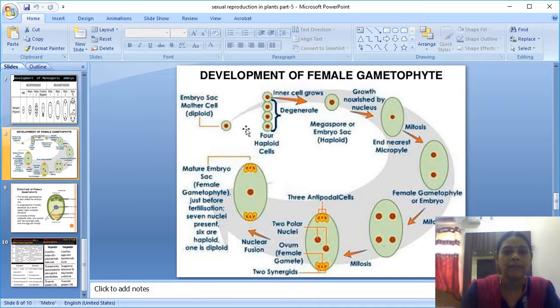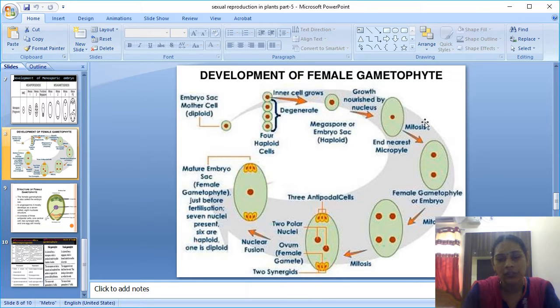If you see this diagram, it will be explained well. This is the megaspore mother cell, which is diploid in nature, and it undergoes the meiosis process. Here they have not mentioned meiosis, but it is a meiosis process only. In meiosis, 4 haploid megaspores are produced. Of these, 3 degenerate. The inner cell grows; that is the functional one at the chalazal end. It develops into the embryo sac, and it is haploid in nature.